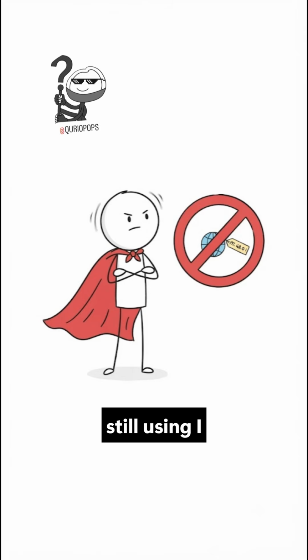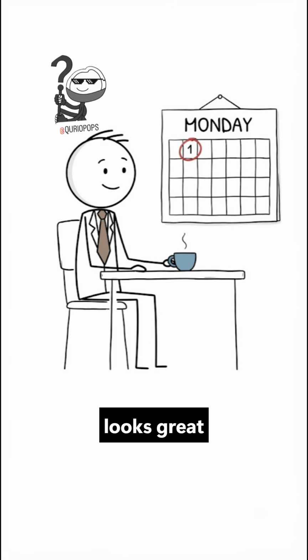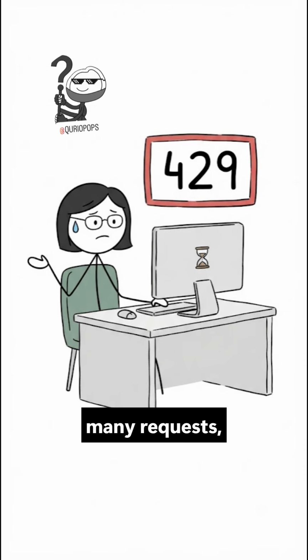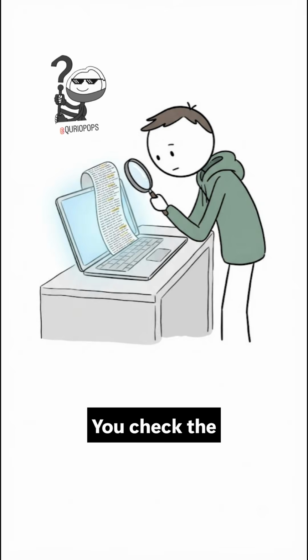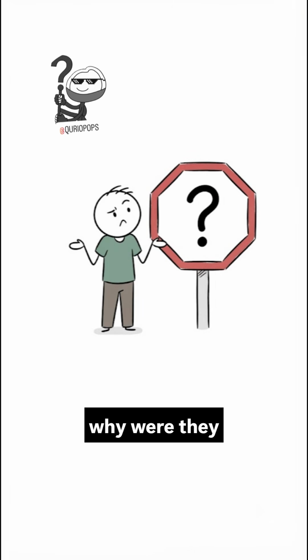If you're still using IP-based rate limiting, you're doing it wrong. Your API has finally taken off. Everything looks great until one Monday morning. Customer support starts getting flooded with messages. "I'm getting too many requests, but I only refreshed the page twice." You check the logs. That user made only 3 requests. So why were they blocked?